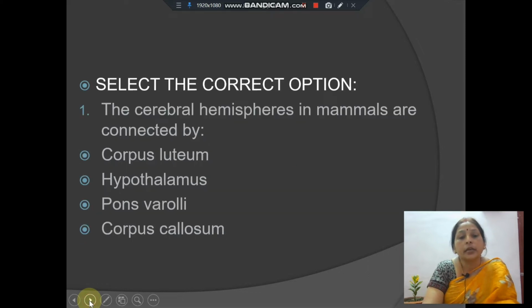The cerebral hemispheres in mammals are connected by the options: corpus luteum, hypothalamus, pons varolii, or corpus callosum. The answer is corpus callosum. Corpus callosum connects the two cerebral hemispheres.